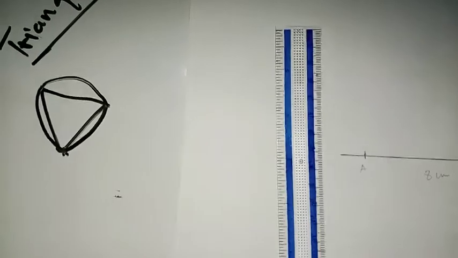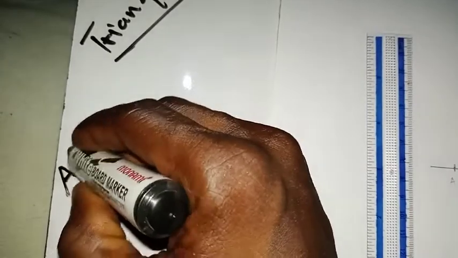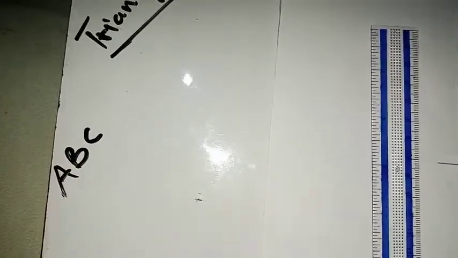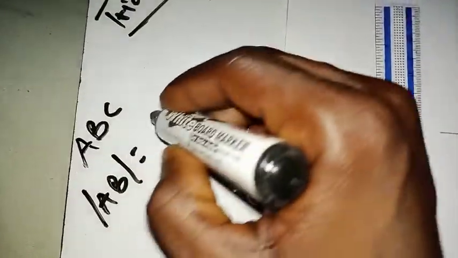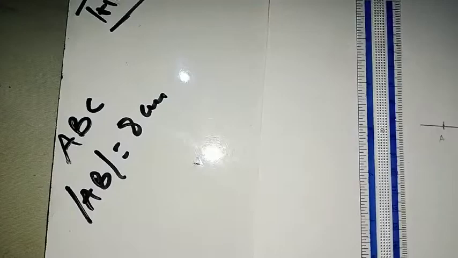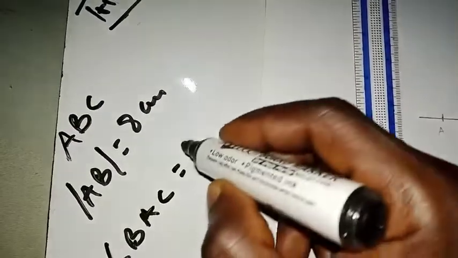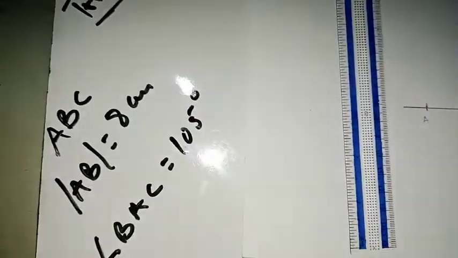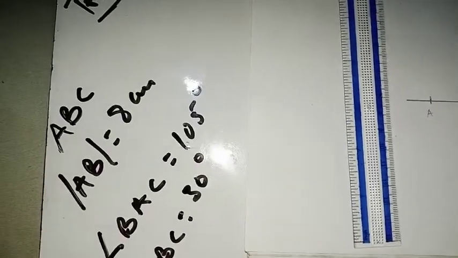So here's the question. According to the question, we are supposed to construct a triangle ABC with this condition. So you have the line AB that is equal to 8 cm, right? So 8 centimeters. And we have angle BAC to be equal to 105 degrees. And then finally, we have another one, angle ABC to be equal to 30 degrees. So these are the informations that we have on the triangle, right?